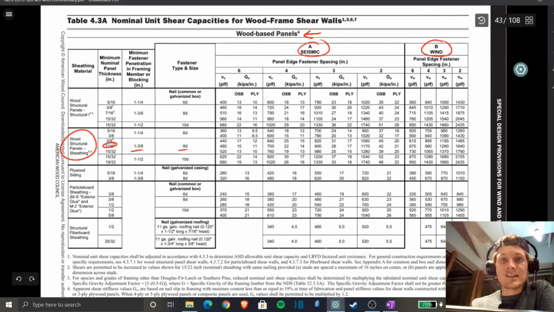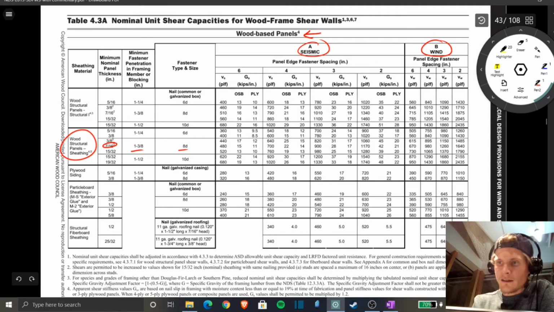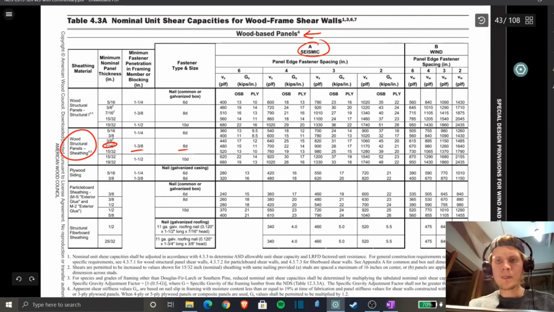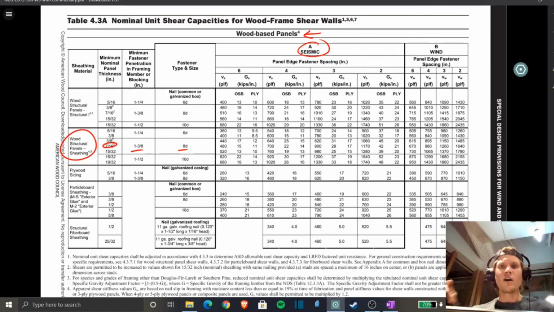So we're under seismic loading design, so we're obviously in A. And then you go down to edge panel fastener spacing. So this is all of the nailing along the edges of each individual board of plywood, and the plywood or the sheathing is usually 4x8. And then all that perimeter nailing, that is your edge fastener spacing.